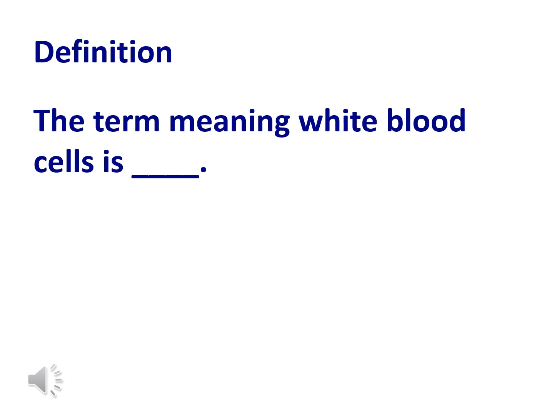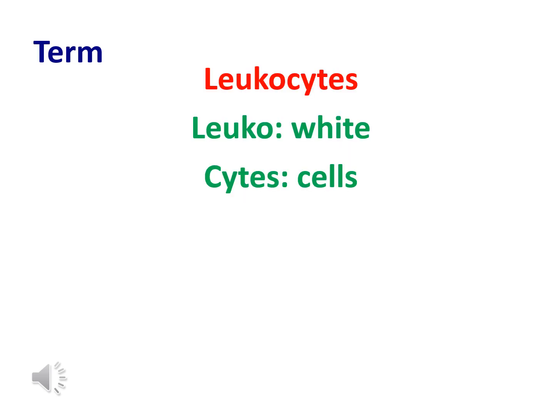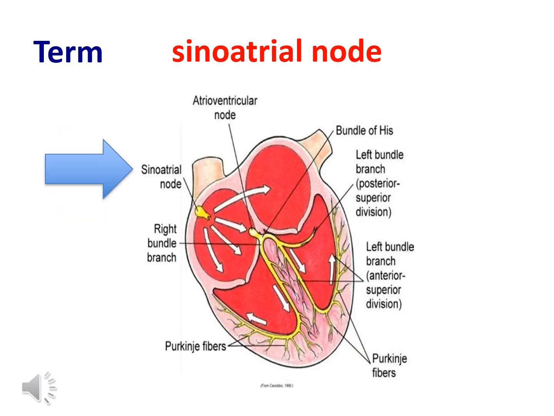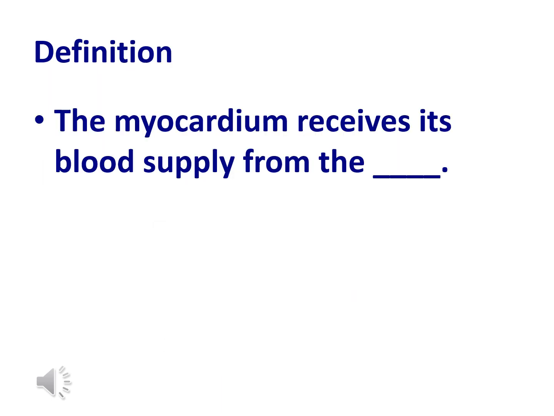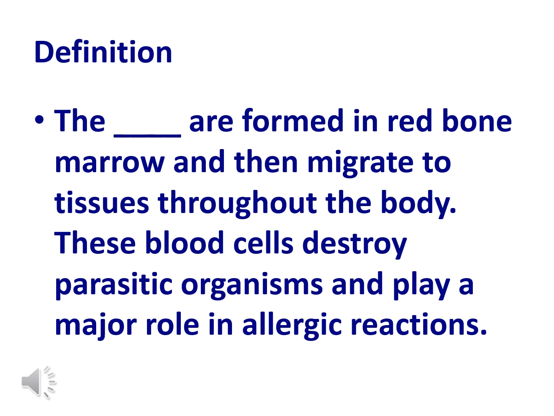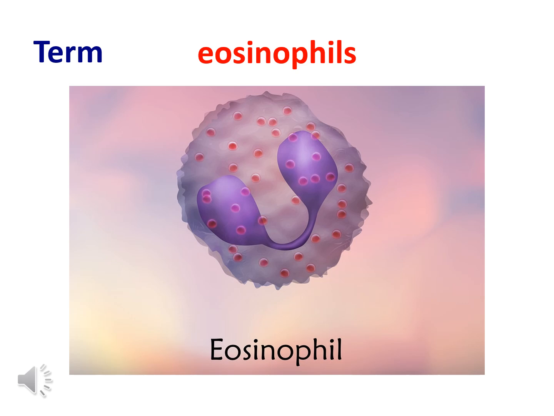The term meaning white blood cells is leukocytes. Leuko means white. Cytes means cells. Commonly known as the natural pacemaker, the medical name of the structure is what? The term is sinoatrial node. The myocardium receives its blood supply from where? From coronary arteries. What is the term that formed in red bone marrow and then migrate to tissues throughout the body? These blood cells destroy parasitic organisms and play a major role in allergic reactions. Those are eosinophils.